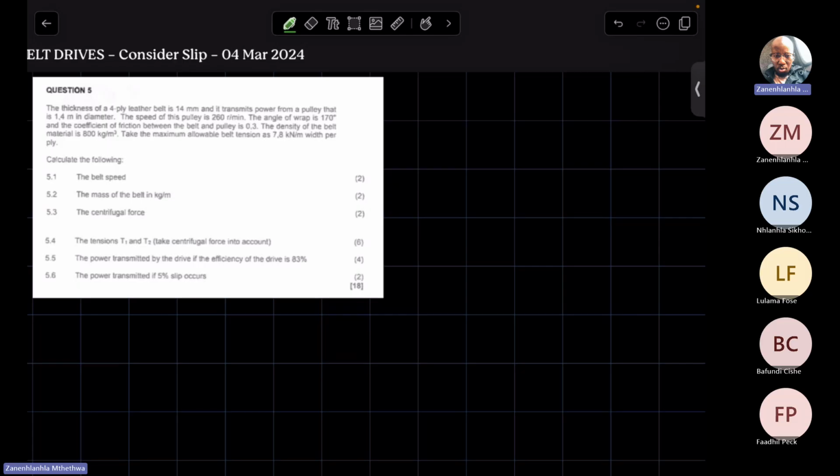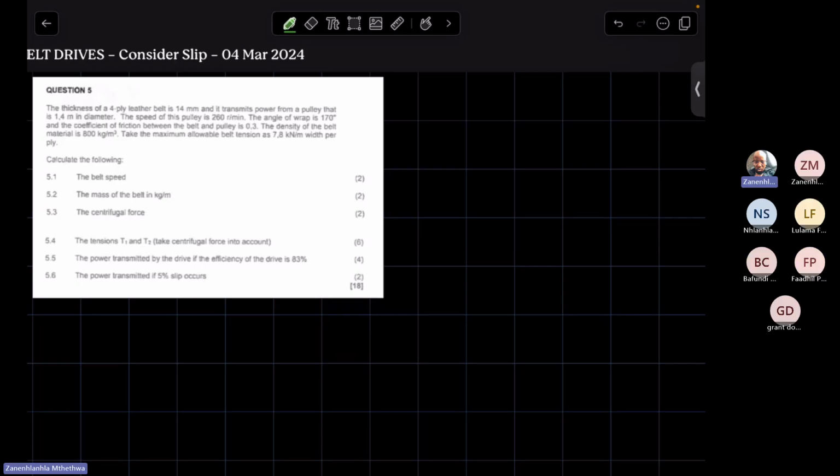Now let's look at this problem and see what we've been given. Thickness of a 4-ply leather belt is 14 millimeters. So they've given us the thickness of the belt. Remember what I said in our last session: if they've given you the thickness of the belt, that is an indication that you are looking at a flat belt. So we are clearly looking at a flat belt here.